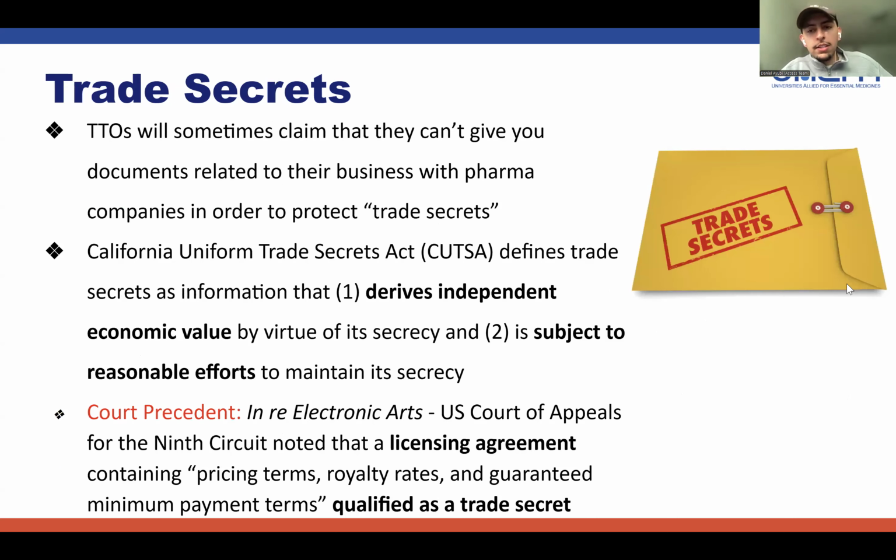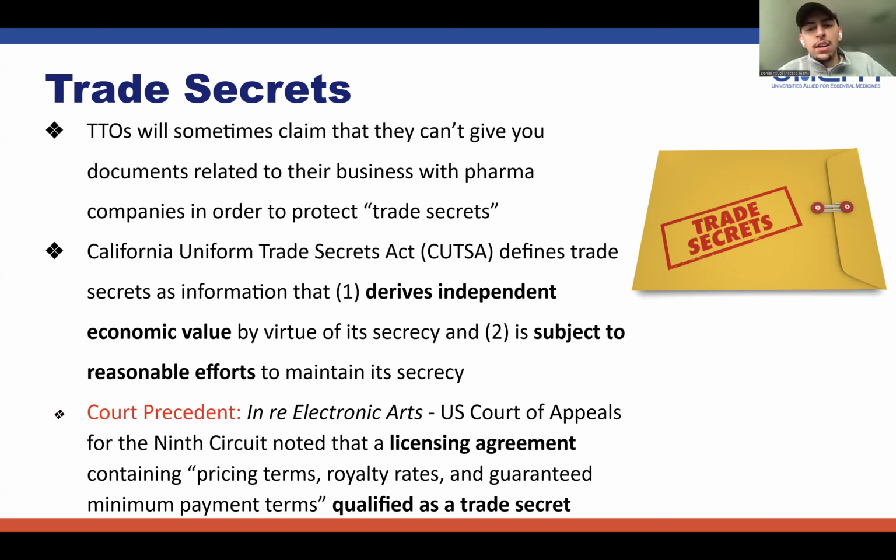So now I'm going to get into the two exemptions that I was talking about earlier that are the most relevant here. The first one is trade secrets. TTOs will sometimes claim that they can't give you documents related to their business with pharmaceutical companies in order to protect trade secrets. And this is not a problem limited to TTOs. This is something that could always happen in any sort of document search. But as we're UAEM and we're talking in this frame, that's the frame that I'm going to give you guys.